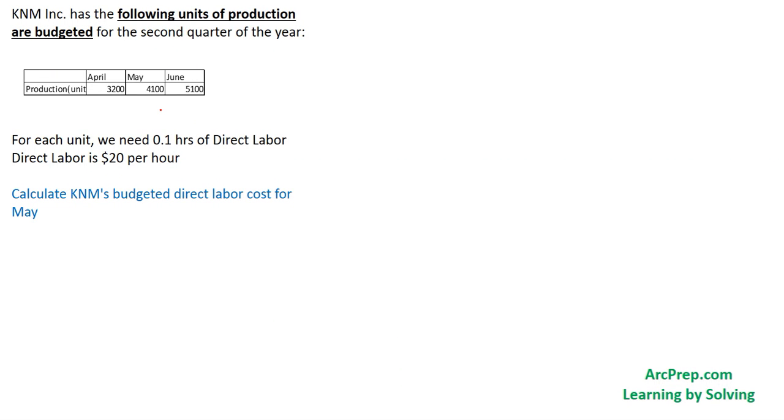Hi everybody, we are going to continue our master budget conversation, and we are going to start with direct labor cost budgeted specifically for May. What we need is, from the sales budget we get the production budget, and here is what we have. We need to produce 4,100 units in May. For each unit we are given that we need 0.1 hours of direct labor, and direct labor is $20 per hour, and we are trying to calculate the budgeted direct labor cost for May.